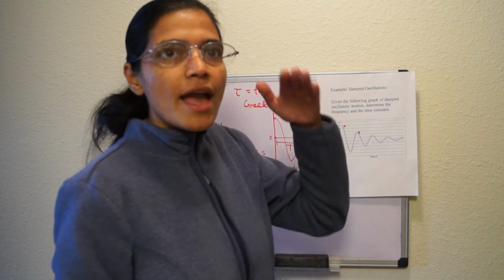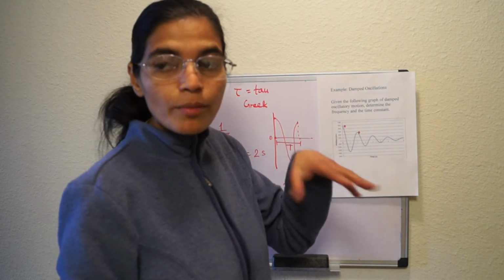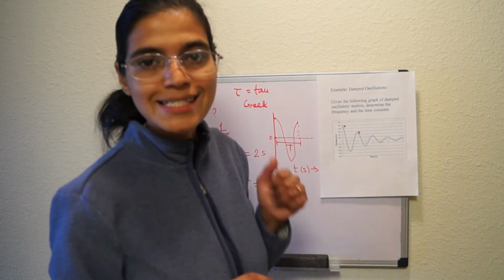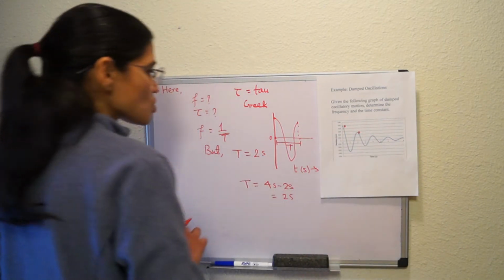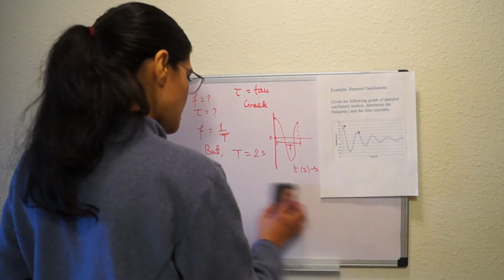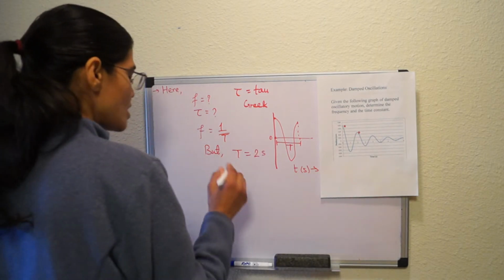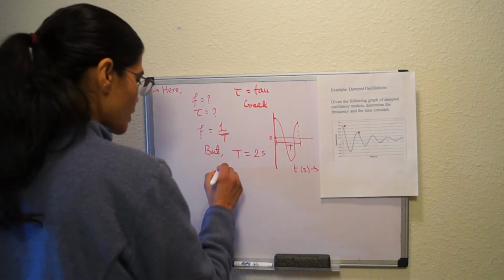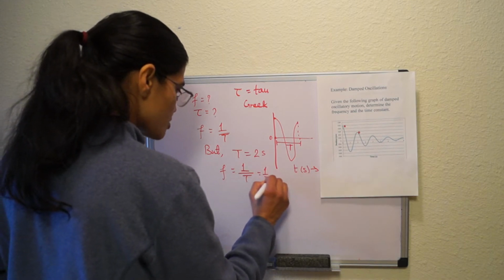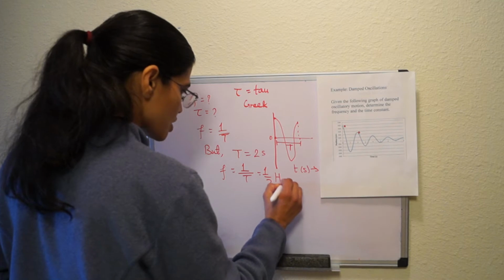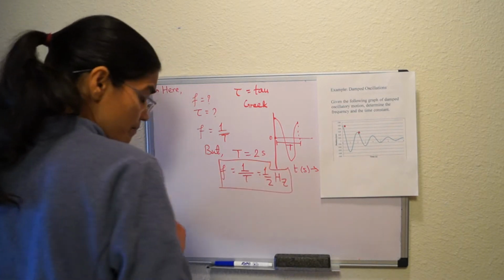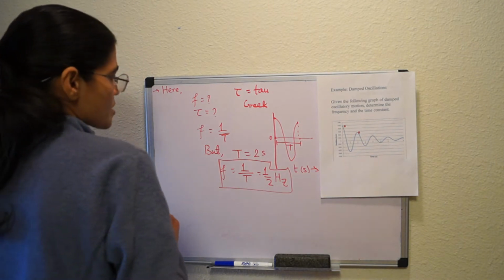Only the maximum amplitude changes. However, the period is constant. No matter where we look in this graph, we should get the same value of period T, in this case T equals 2 seconds. Since we have the period, we can find the frequency. Frequency is 1 over T, which is 1 over 2 seconds, which is half a hertz. So our value of frequency here is half a hertz. That is the value we got.